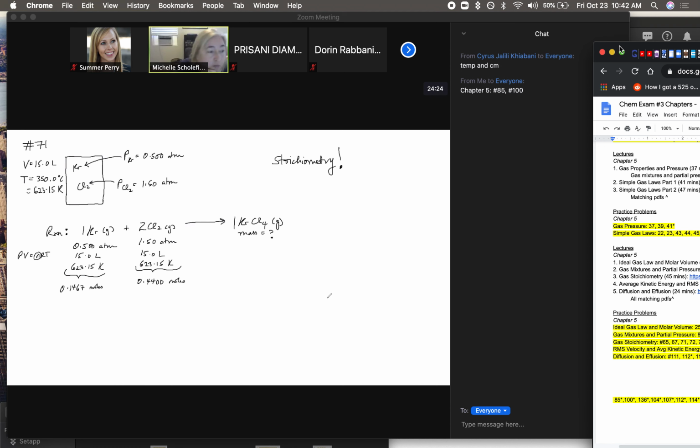If you have 0.1467 moles of krypton mixed with 0.4400 moles of chlorine, and the mole ratio is a 1 to 2 mole ratio, what's limiting and what's in excess? Work it out. Because by now you cannot hesitate on figuring out what the limiting reactant is. And it's never going to get easier than a 1 to 2 ratio, unless it's a 1 to 1 ratio. So you should be able to do the math in your head.